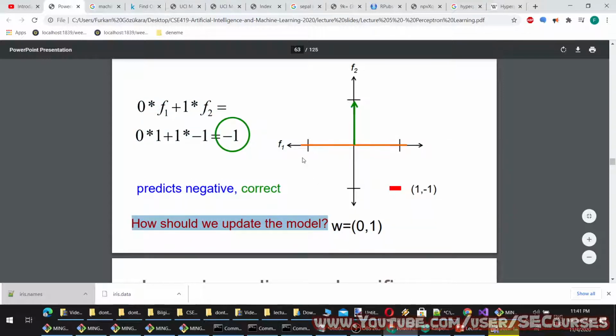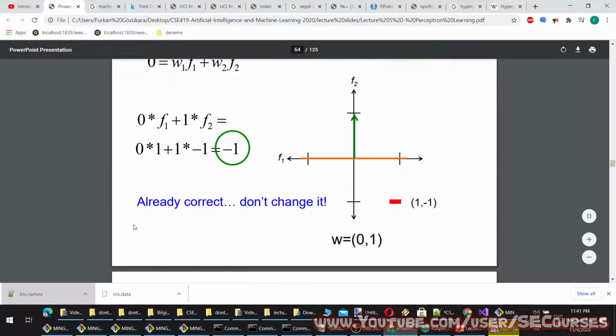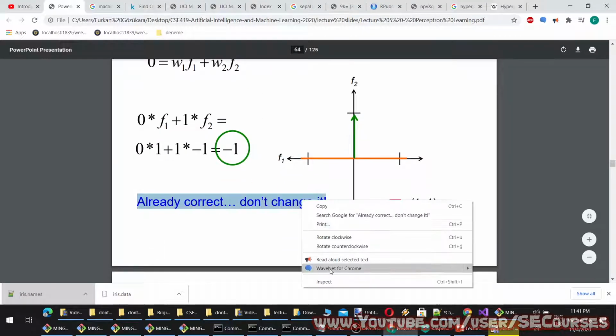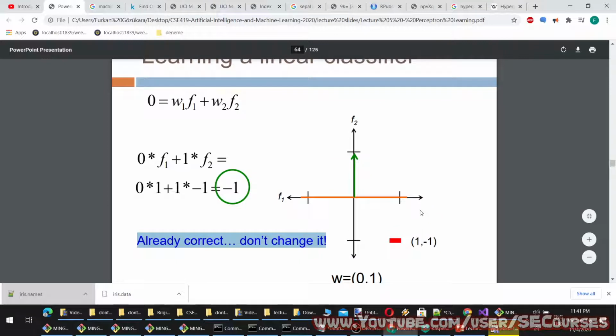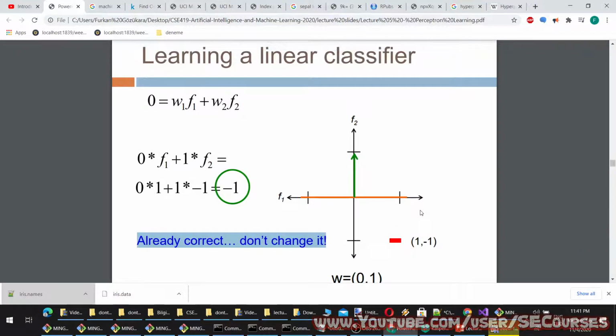How should we update the model? Already correct, don't change it. So here we are training a single line classifier, a linear line classifier. We are training it. We are updating its weights, and therefore we are training our model.